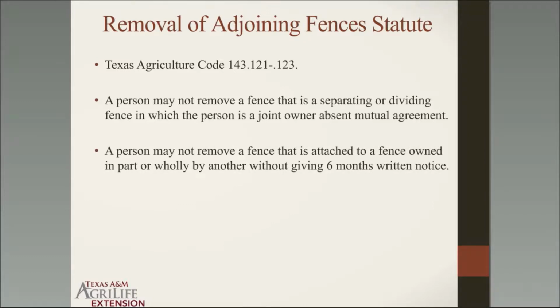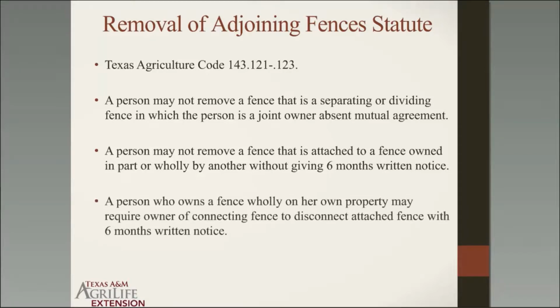A second provision here says a person may not remove a fence that is attached to a fence owned in part or wholly by another without giving 6 months written notice. So let's say that we've got a boundary fence that's jointly owned and I tie into it, right? I've got a fence that's owned only by me, but it's attached to the boundary fence that's jointly owned. This says I'm supposed to give 6 months written notice before I remove my attached fence. Again, I'm not sure that that happens in the real world, but it is a statute on the books.